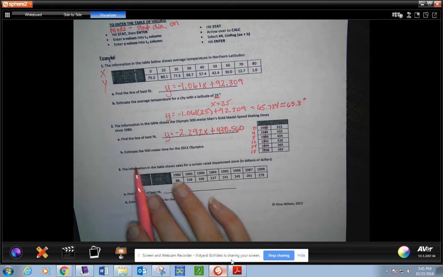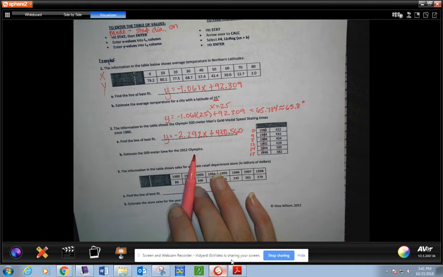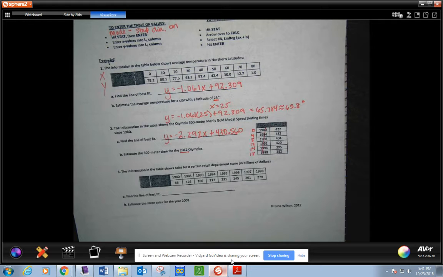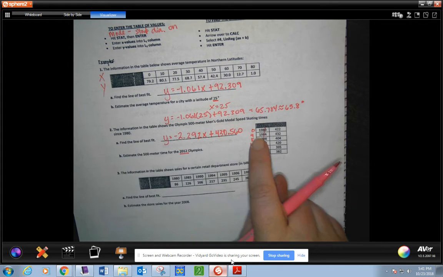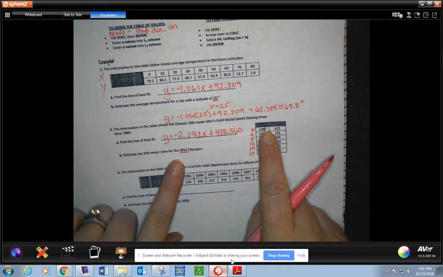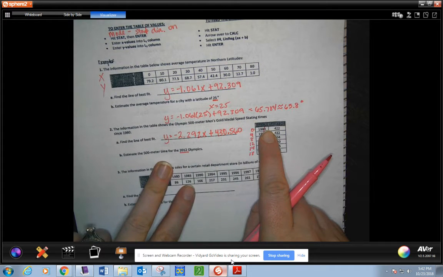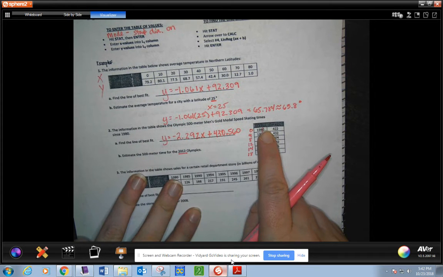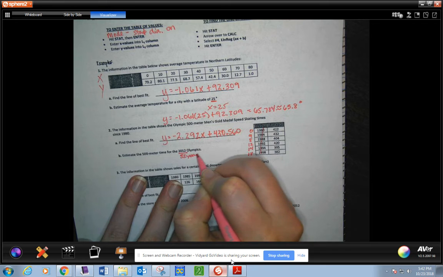Okay, now they want me to estimate what the 500-meter time for the 2012 Olympics will be. Okay, they gave me a year. I need to figure out how many years away 2012 is from 1980. So if I went to 1990, that'd be 10 years. If I went to 2000, that'd be 20 years. If I went to 2010, that would be 30 years. And I'm at 12, so this is 32 years.